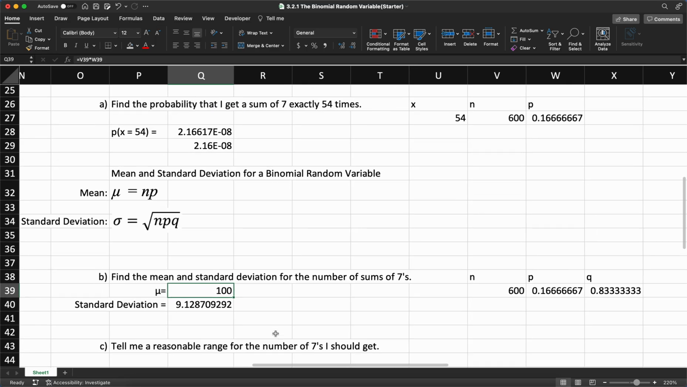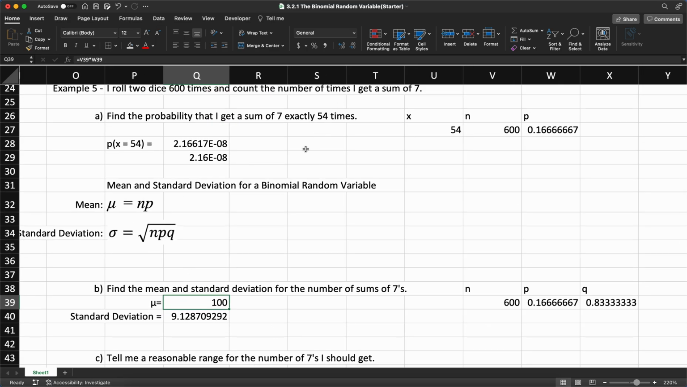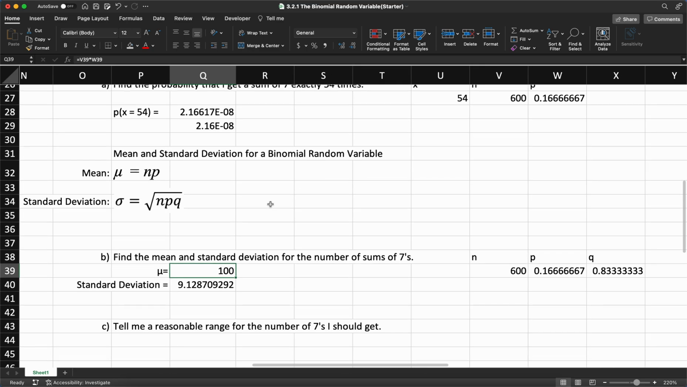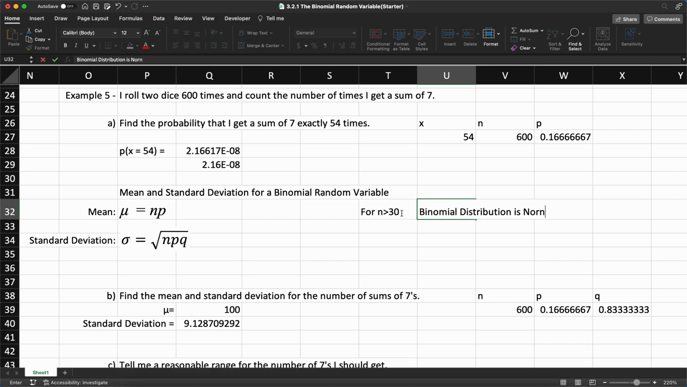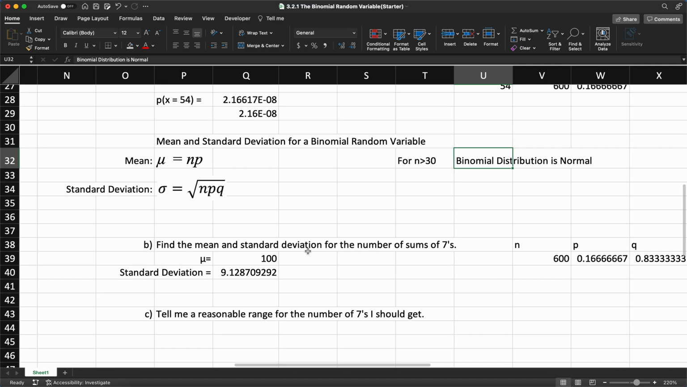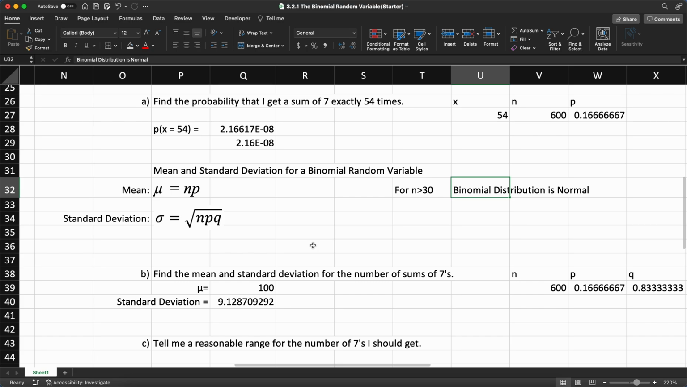Now, in the first one, I said 54. And you might say, well, 100 and 54, not that far apart when we're thinking about 600. But remember, and this is important, for n greater than 30, the binomial distribution is normal. And what also has to be true is p can't be that close to 0 or 1. But really, we want n to be bigger than 30. And so if the binomial distribution is normal, then we can use something called the empirical rule. And remember, the empirical rule says that 99.7% of our data values are within 3 standard deviations of the mean.